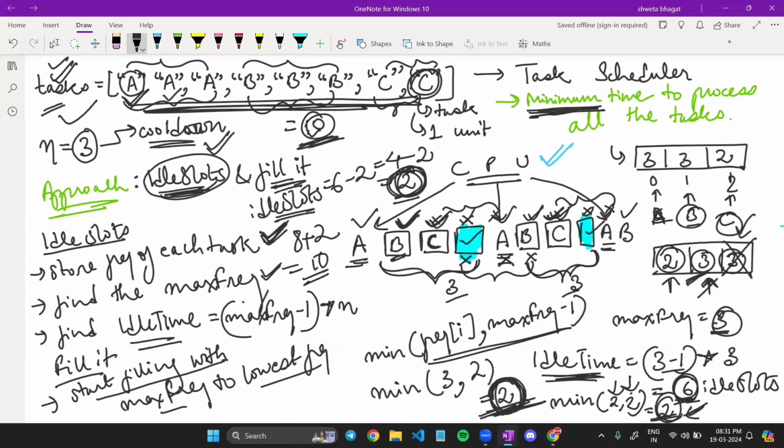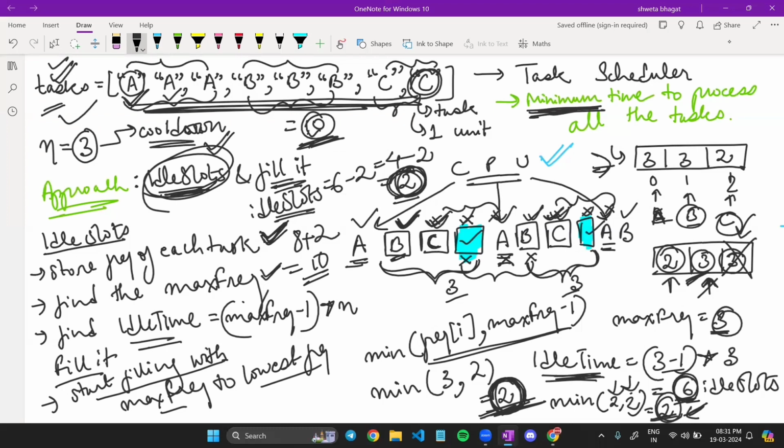Correct? So what we were doing? We were first finding out the idle slots. And how are we finding the idle slots? For finding the idle slots, we are first storing the frequency of each of the elements, correct? Here we store the frequency of each of the elements. Now we want the element with the max frequency. And why do we want the element with the max frequency?